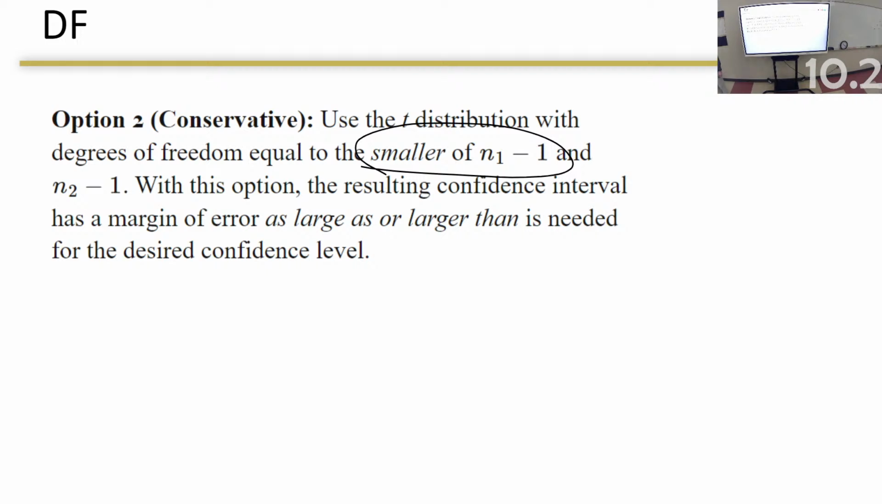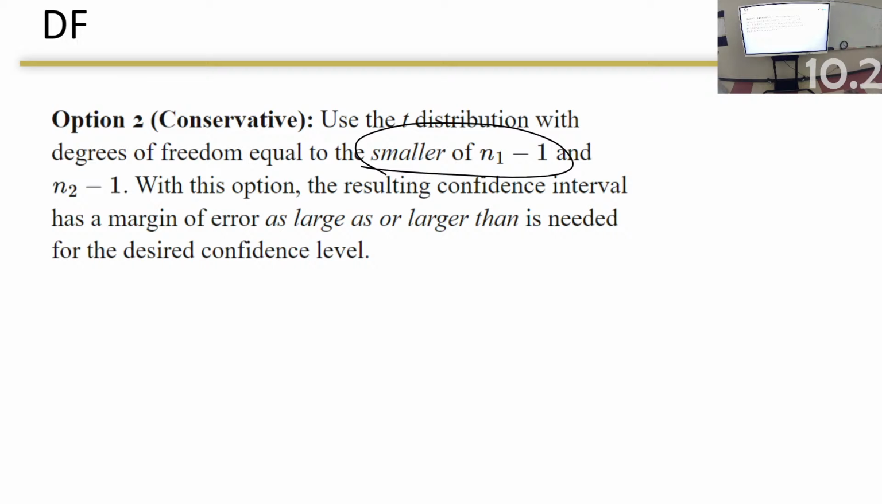Don't use it very often unless you just have to. If you can't use your calculator to find the DF, which happens once or maybe twice on your homework, that's the only time I've ever seen it. If you can't use your calculator to find it, in other words, you don't have the data and they didn't give you anything else, then just use the smaller of the n minus ones.